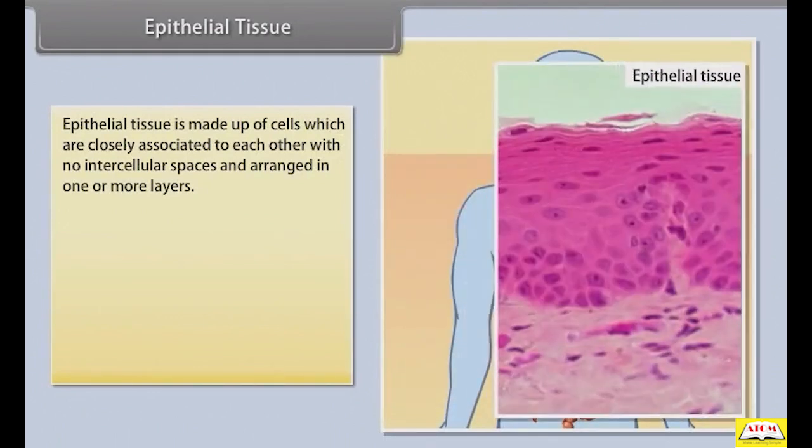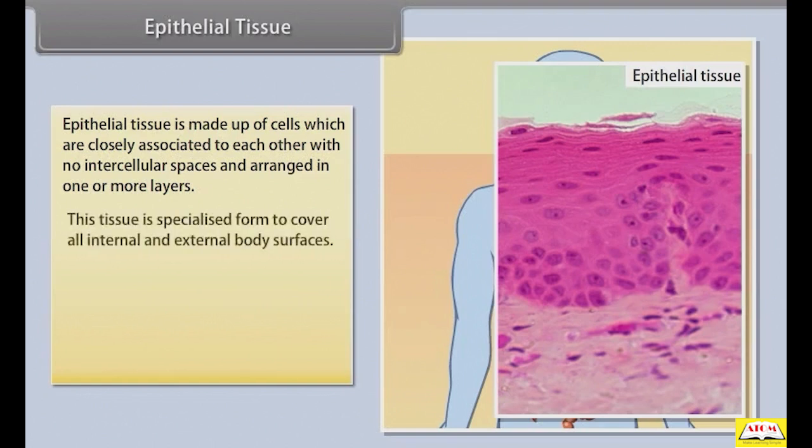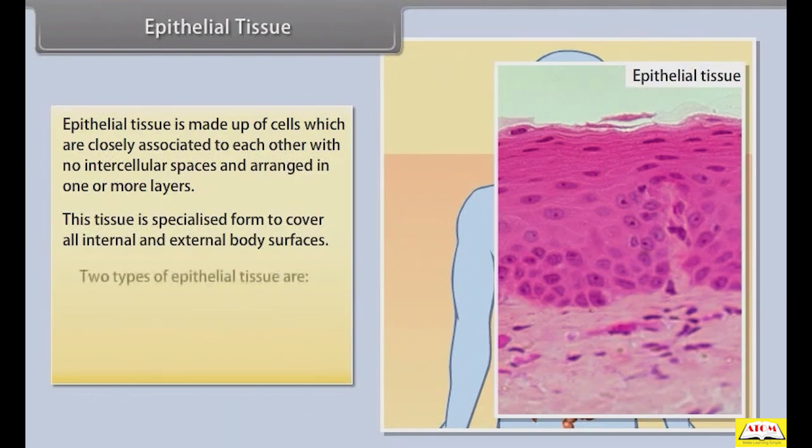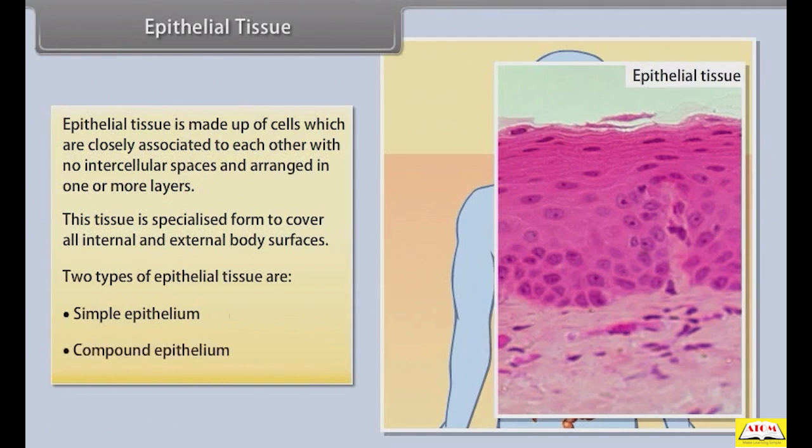Epithelial tissue. Epithelial tissue is made up of cells which are closely associated to each other with no intercellular spaces and arranged in 1 or more layers. This tissue is specialized to cover all internal and external body surfaces. The 2 types of epithelial tissues are simple epithelium and compound epithelium. Let's know about them in detail.